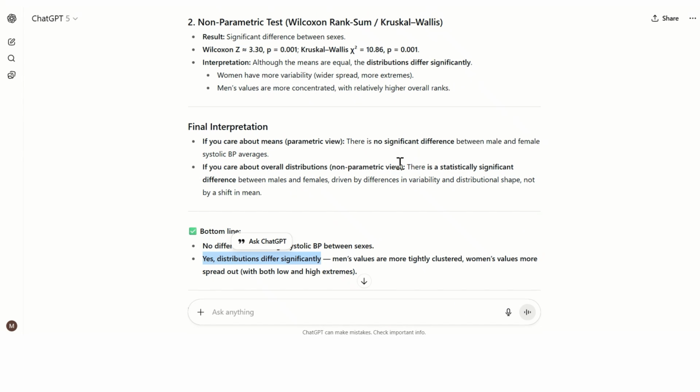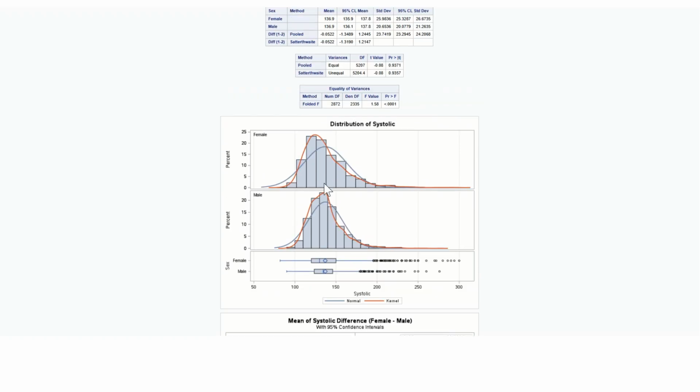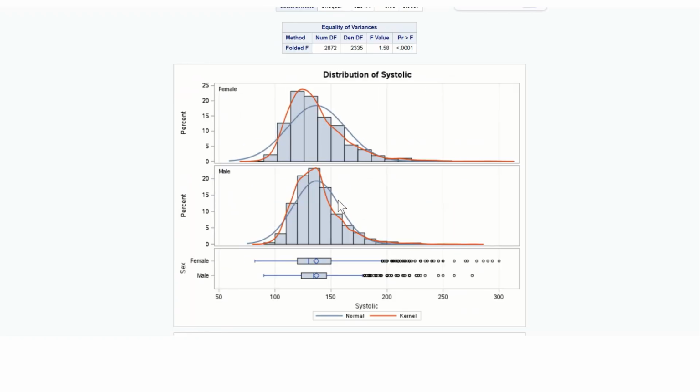Let's also take a look at the visuals. We see visibly that the mean systolic blood pressure of females is slightly towards the left side, meaning towards the lower values, than the distribution of systolic blood pressure for the males.